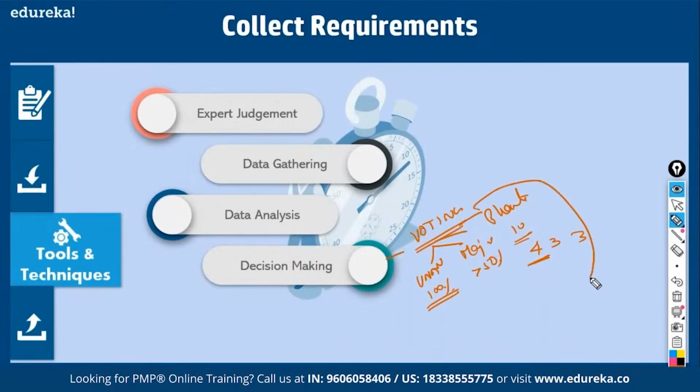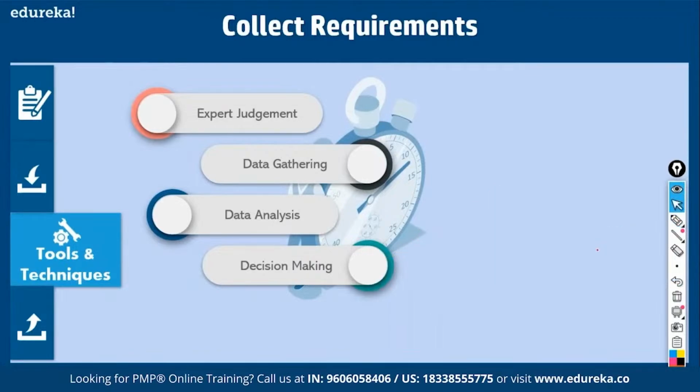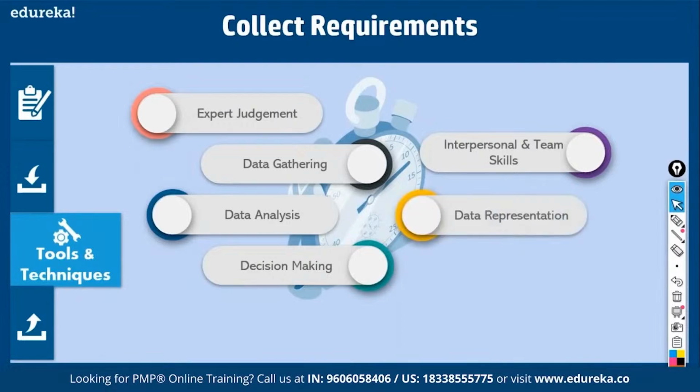But at times the stakeholders may nominate somebody else to take a decision, which is called autocratic decision making, or delegated decision making. These are all the ways in which a decision could be taken. You also require soft skills to conduct facilitated sessions and get information from stakeholders. Then data representation. How do you represent data? You can represent data using context diagrams, use cases, and so on. You can also use brainstorming.